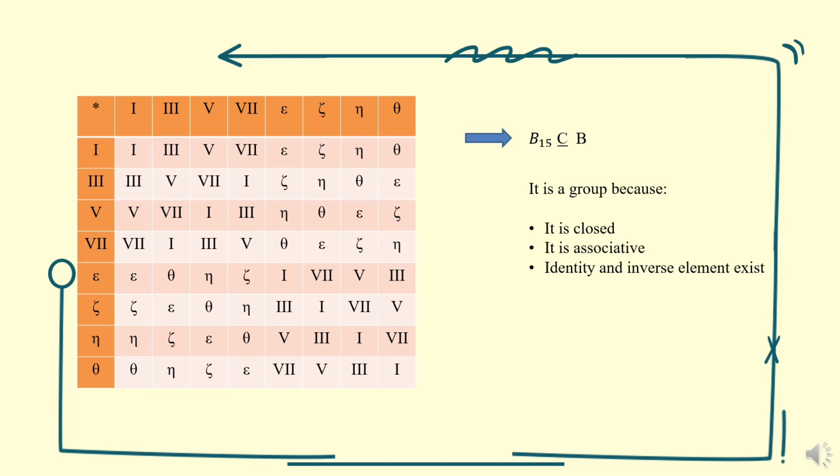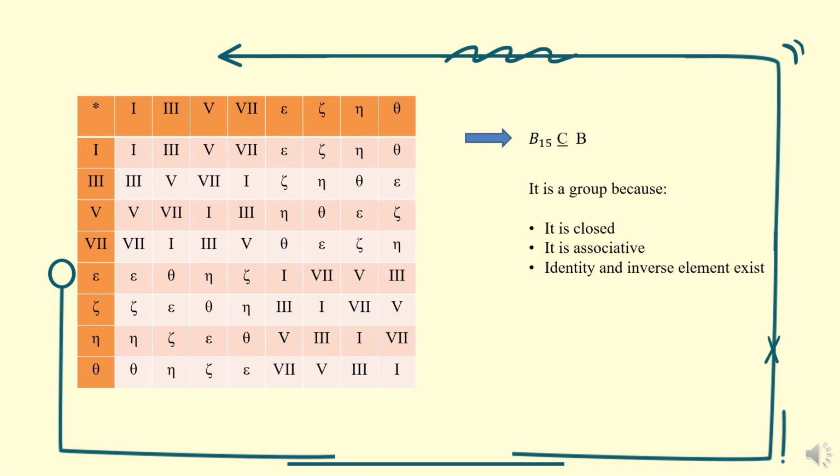the identity element 1, Roman numeral 1, exists in this table. Then the inverse element of each element in this group are the following. The first one, the inverse element of 1 is 1. The inverse element of 3, as I said earlier, is 7. The inverse element of 5 is 5. The inverse element of 7 is 3.